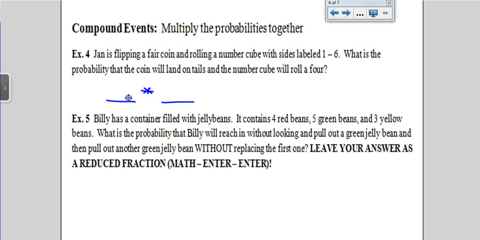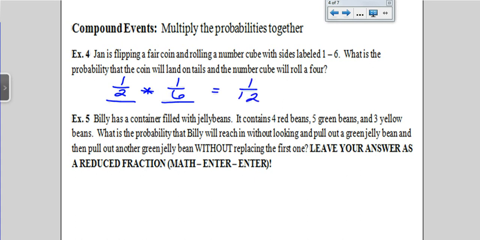So flipping a coin, the probability that that coin will land on tails is always a 1/2 probability. It's either heads or tails. And a number cube has 6 sides, so if it's going to roll a 4, there's only 1 of those on the die. So we're going to say that's a 1 out of 6 probability. 1/2 times 1/6, when you multiply them together, gives you 1/12.